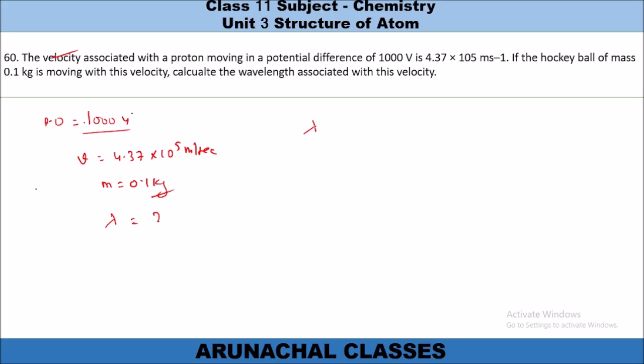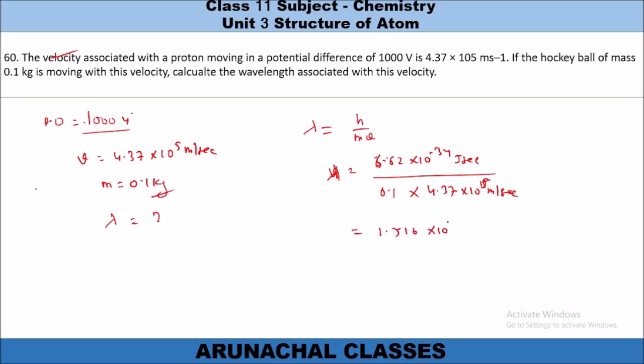So we will use the de Broglie wavelength, lambda equal to h upon mv. We need to find lambda, so h will be 6.62 multiplied by 10 power minus 34 joule second, divided by the mass of the ball, 0.1 kg, multiplied by the velocity, 4.37 multiplied by 10 power 5 meter per second. That gives 1.516 multiplied by 10 power minus 38 meter. So that will be the wavelength.